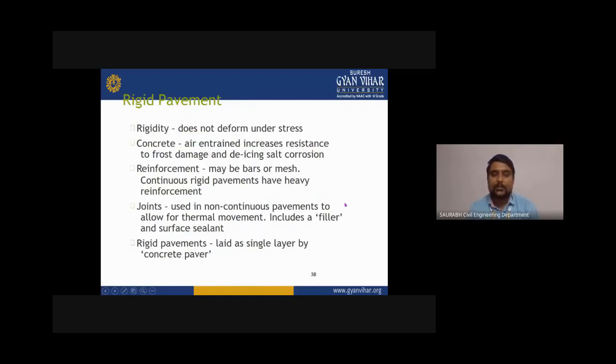Rigid pavement does not deform under the stress. Air entrained concrete increases resistance to frost damage and deicing salt corrosion. Reinforcement may be bars or mesh. Continuous rigid pavement has heavy reinforcement. Joints used in non-continuous pavement to allow thermal movement include filler and surface sealant. Rigid pavement is laid as a single layer by the concrete paver.